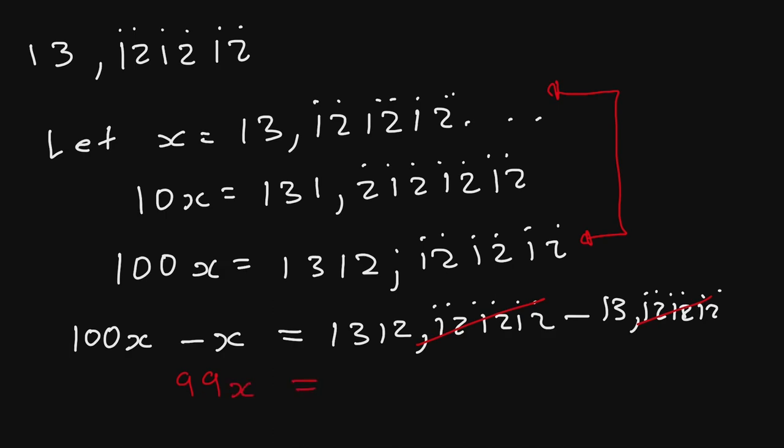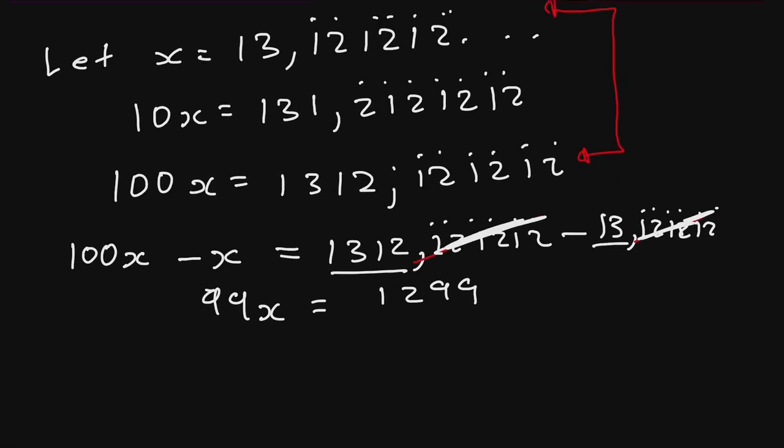Okay? And therefore, if we have 99x, we can say 1312 minus 13, which is going to give us 1299. Because we know that the ones that are coming after the decimal point will cancel out because they are the same. So now to get the value of x, we divide both sides by 99.